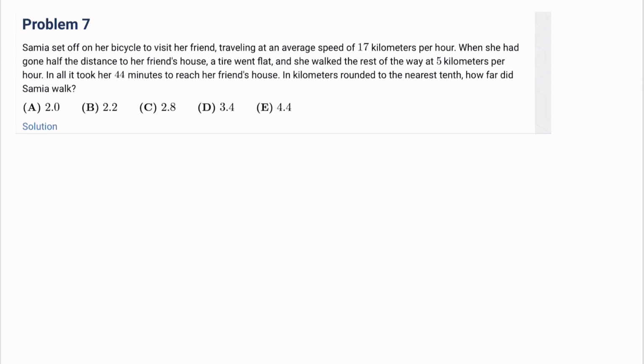Number 7, Sammy set off on her bicycle to visit a friend traveling at an average speed of 17 kilometers per hour. When she had gone half the distance to her friend's house, a tire went flat and she walked the rest of the way at 5 kilometers per hour. In all, it took her 44 minutes to reach her friend's house. In kilometers rounded to the nearest tenth, how far did Sammy walk?